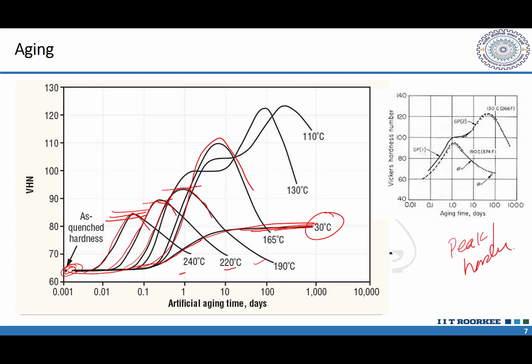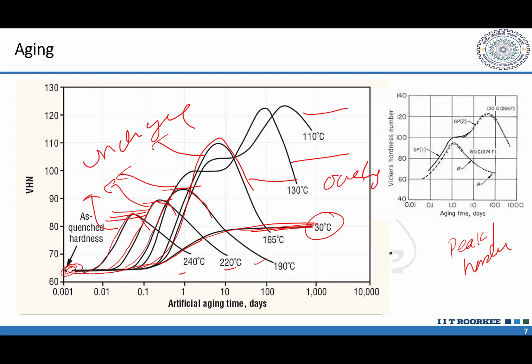Okay, otherwise below that you will have the overaging. In all these cases, these are like overaged situations, and after that you will have the underaging here, and this side overaging. So both are actually not good for the hardness and strength as far as the heat treatment is concerned.